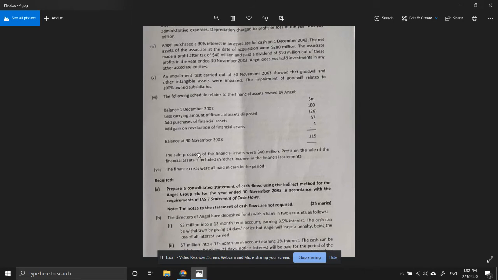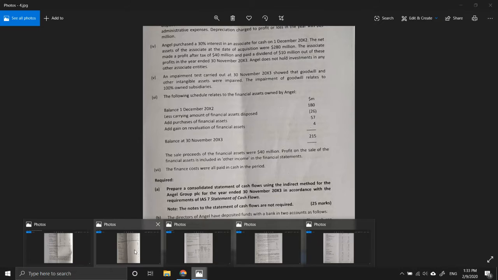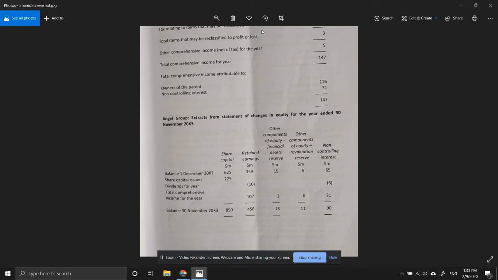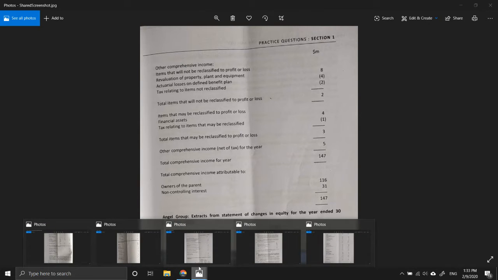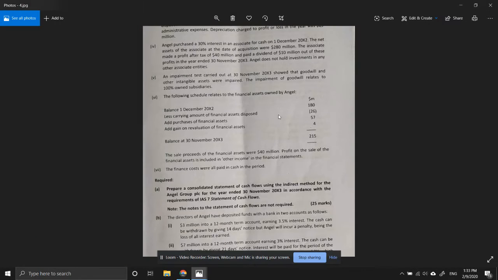So that will be there, and then the sale proceeds of the financial assets were 40 million. Okay, so it's already been given, right? Profit on the sale is included in other comprehensive income in the financial statements. Okay, so it's included in OCI, right? Did we see anything of that sort in OCI? OCI, yeah, there was something, right? Four. Was the gain four only? Gain on, yeah. This was included there.